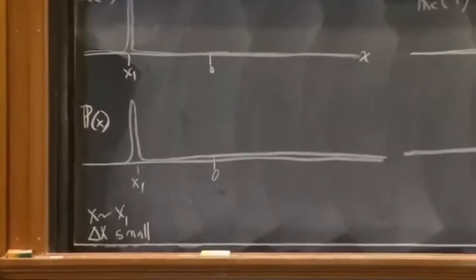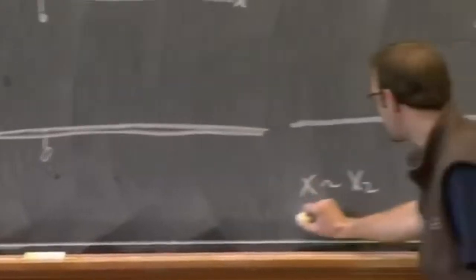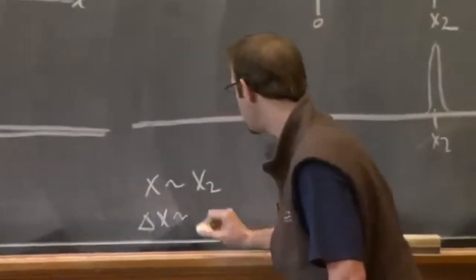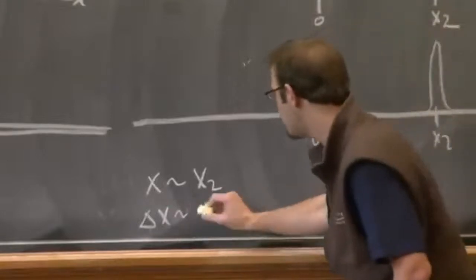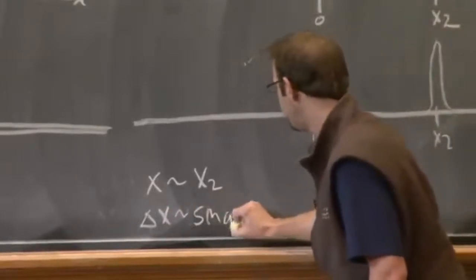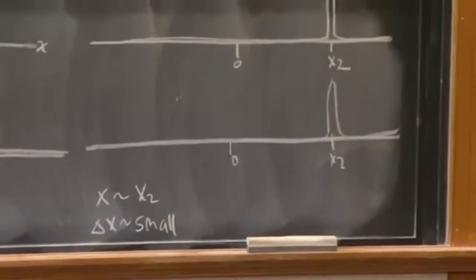Similarly here, you see that the position is likely to be x2, and your uncertainty in your measurement, or your confidence in your prediction is another way to say it, is quite good, so your uncertainty is small. Now what about these guys?